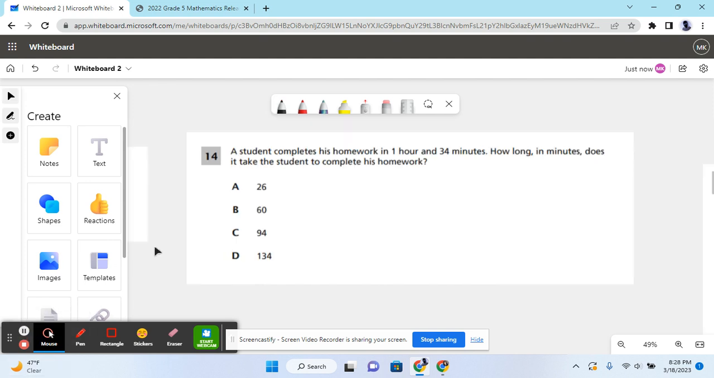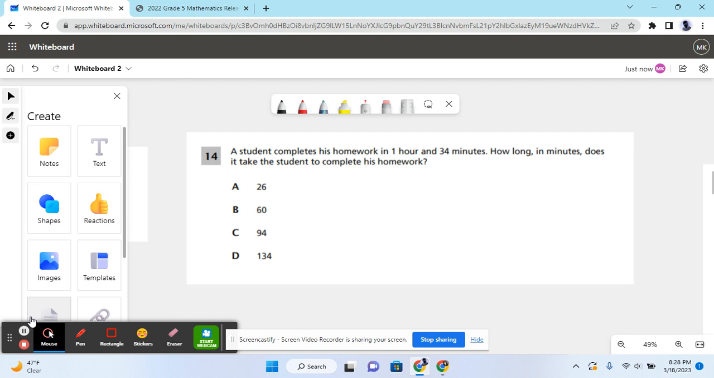For question 14, it says a student completes his homework in 1 hour and 34 minutes. How long, in minutes, does it take the student to complete his homework? We have to make the hour and the minutes equal to minutes, since we need to find the same unit so that we can add them and get our answer. I'm sorry about the stuttering.